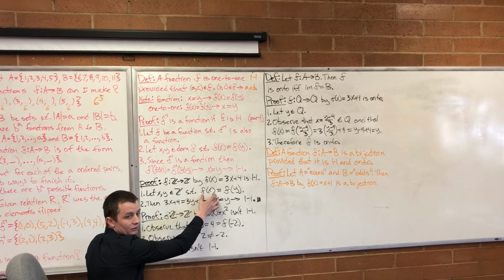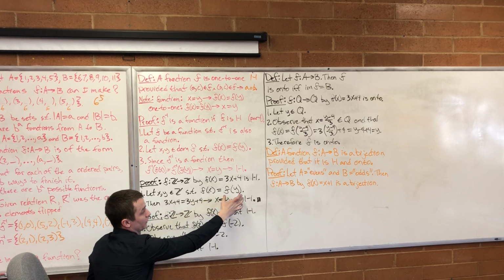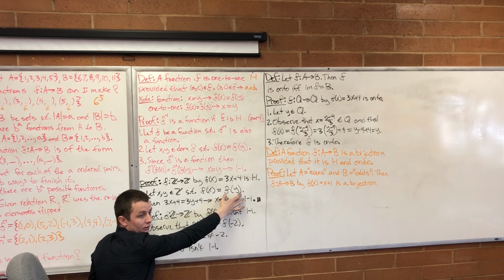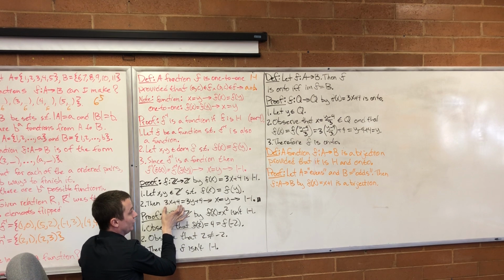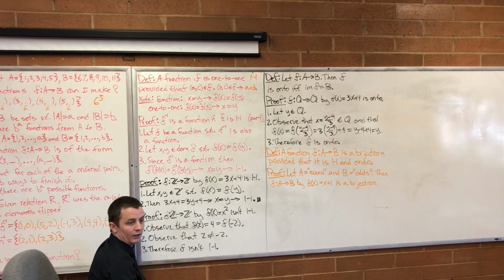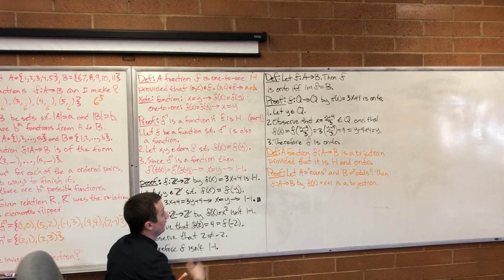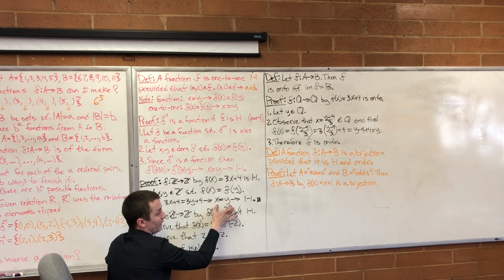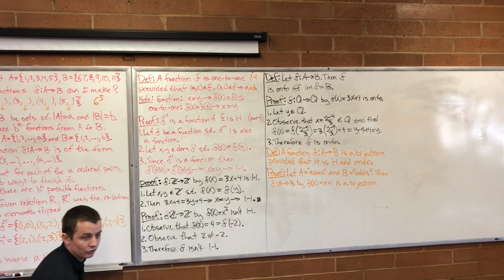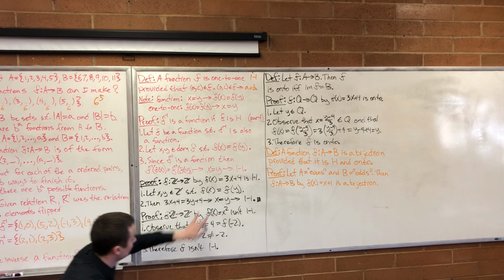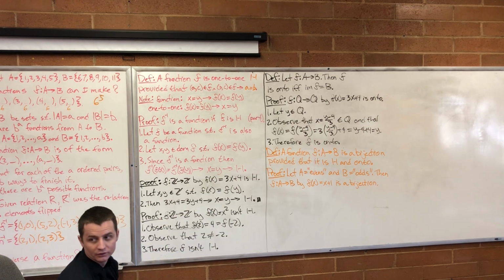What is f of x? f of x is 3x plus 4. What's f of y? 3y plus 4. So if 3x plus 4 is equal to 3y plus 4, subtract 4 from both sides and divide both sides by 3, you get x is equal to y. Therefore, f of x equaling f of y implies x is equal to y, so the function is one-to-one. That's what it means to be a one-to-one function. It means this being true implies this is true. That is the case. Make sense?